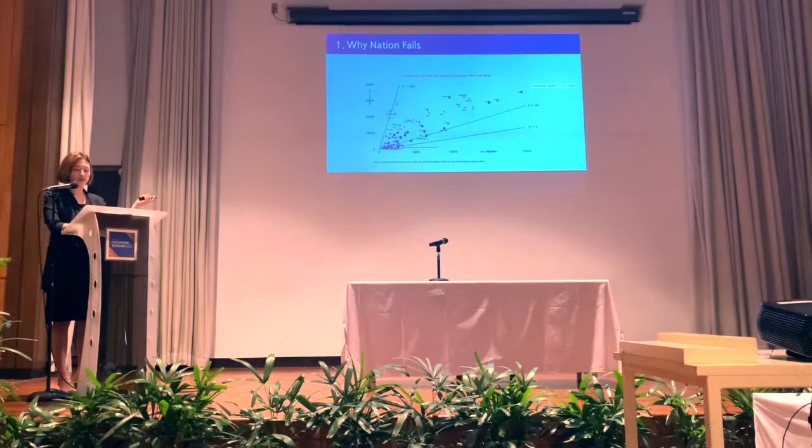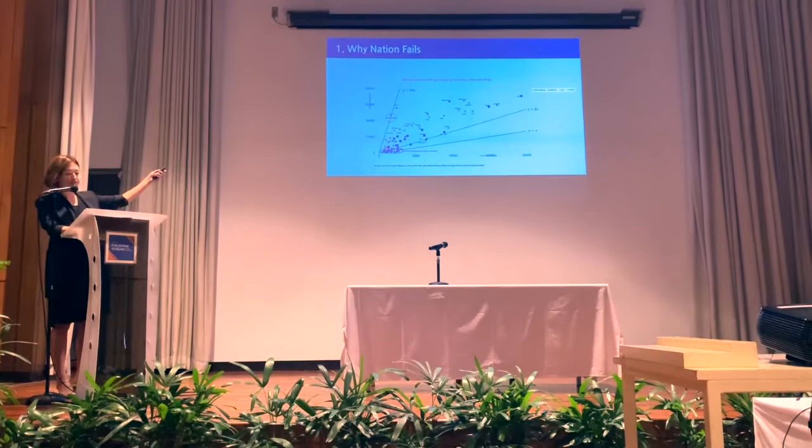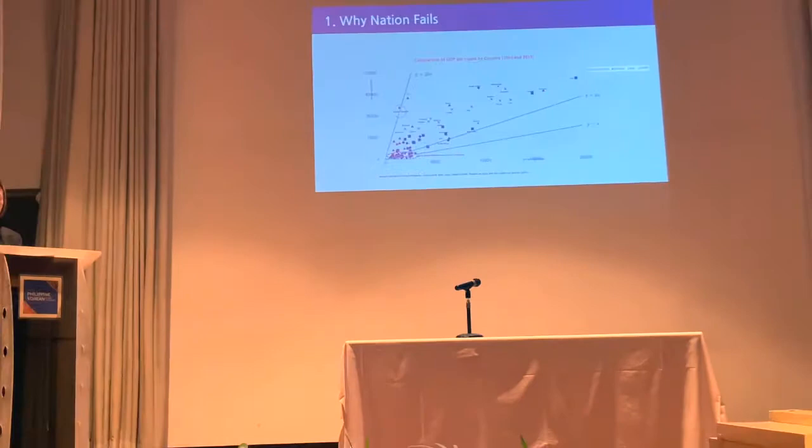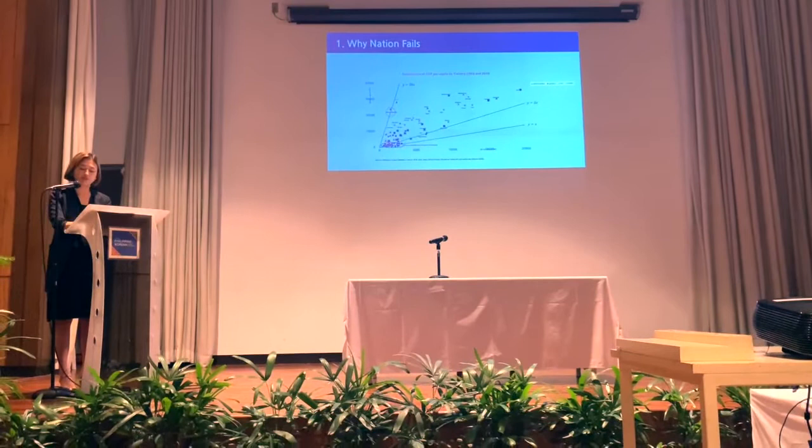This graph shows the comparison of GDP per capita by country. In the red circle, Korea shows rapid development, as you can see here. But in the bottom area, the blue one, why are some countries still trapped in a vicious circle of poverty and some countries are not?